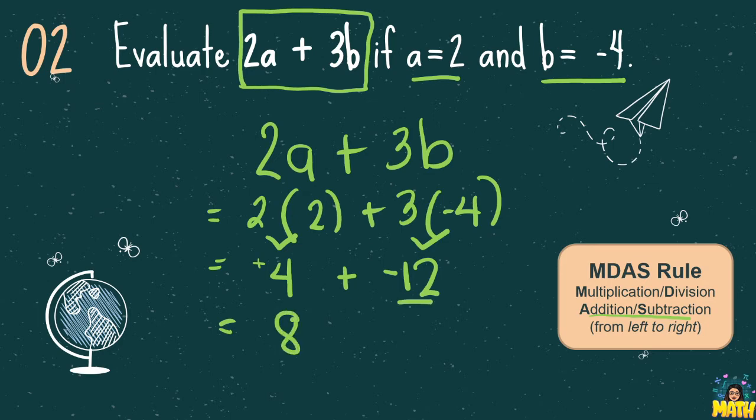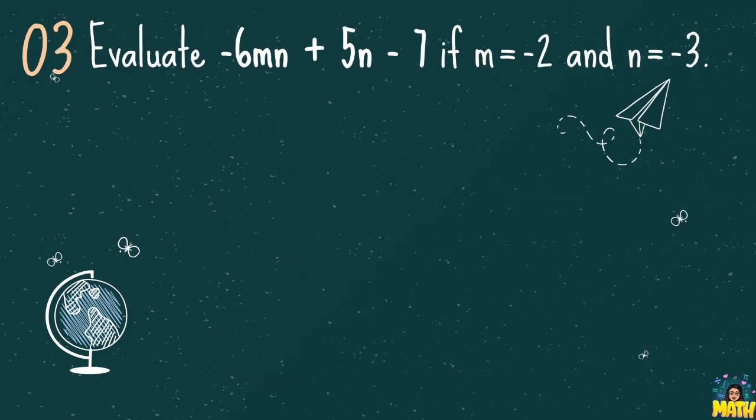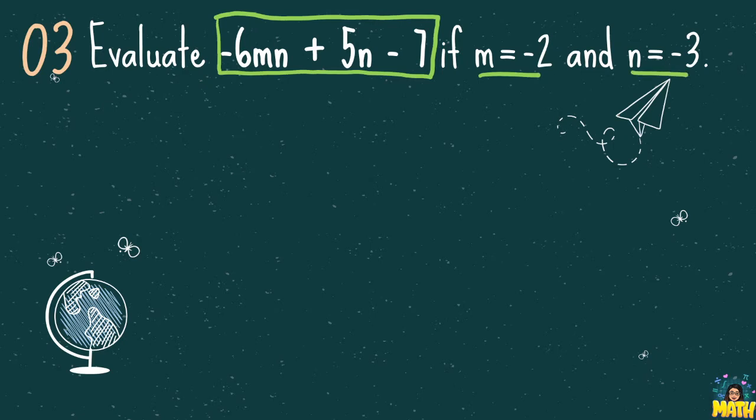and copy the sign of the higher absolute value. Therefore, we have here negative 8. Number 3, let's evaluate negative 6mn plus 5n plus 7 if m equals negative 2 and n is negative 3.